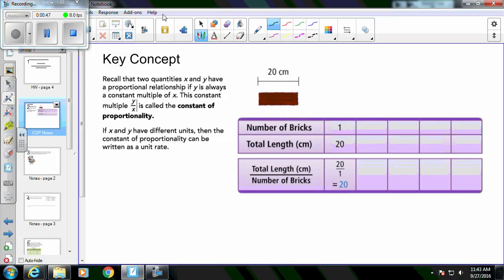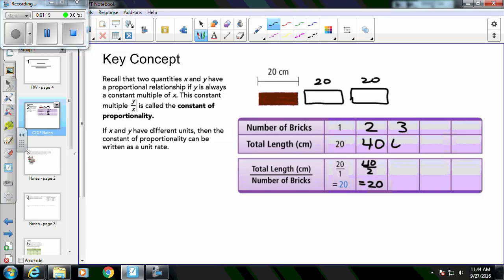So I have one brick and it's 20 centimeters. If I have a second brick, that's another 20 centimeters. The total length is 40 centimeters. If I look at my ratio here, I always do my y over x, so 40 over 2 reduces down to 20. If I add in a third brick, that's 20. The total would be 60 centimeters. And when I do 60 divided by 3, I again get 20.